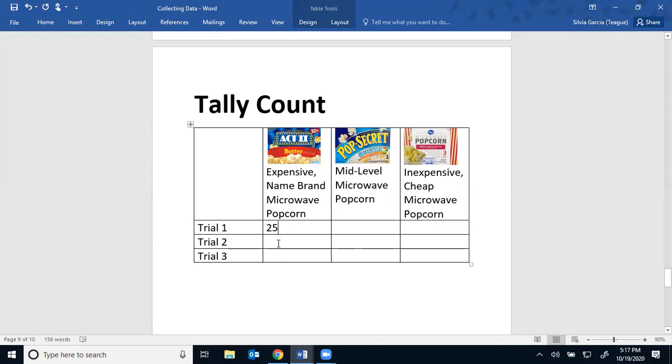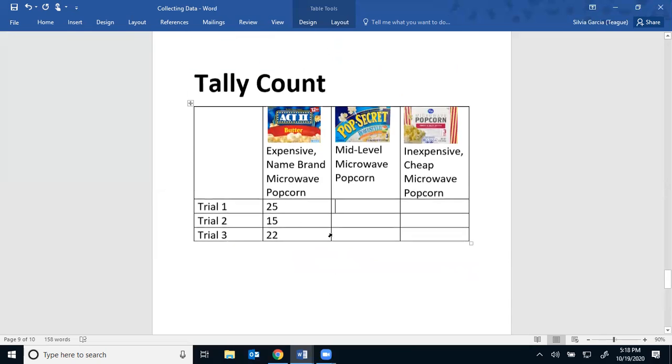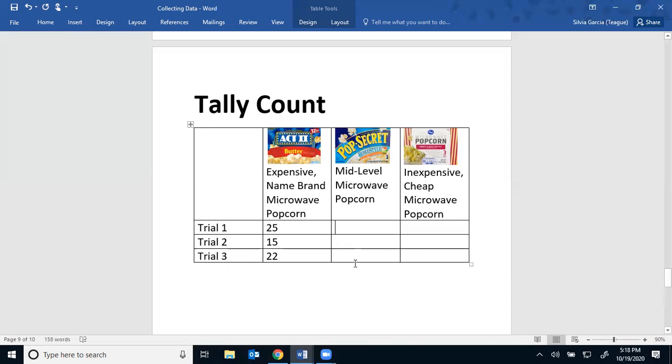Maybe this left 25 the first time. So then you pop another bag for the same amount of time. And this time you counted 15 unpopped kernels. And then you put another bag in the microwave and you counted them and you found that it had 22 unpopped kernels. You would have to do the same thing with the next brand of microwavable popcorn. One time, count the kernels, put a new bag in the microwave, pop it for the same amount of time and count the kernels. So that is how I would do something that I was going to count if I'm not measuring temperature or if I'm not measuring length.